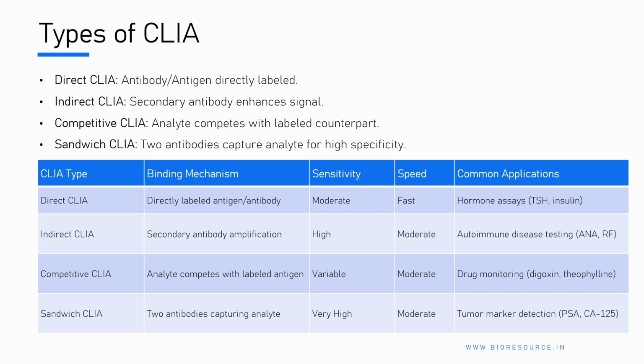You can see here a comparison of each of these in terms of binding mechanism, sensitivity, speed, and common applications. So direct CLIA is fast but less sensitive. Indirect CLIA increases sensitivity via signal amplification. Competitive CLIA is best for small molecule detection, and sandwich CLIA provides high specificity for larger molecules.